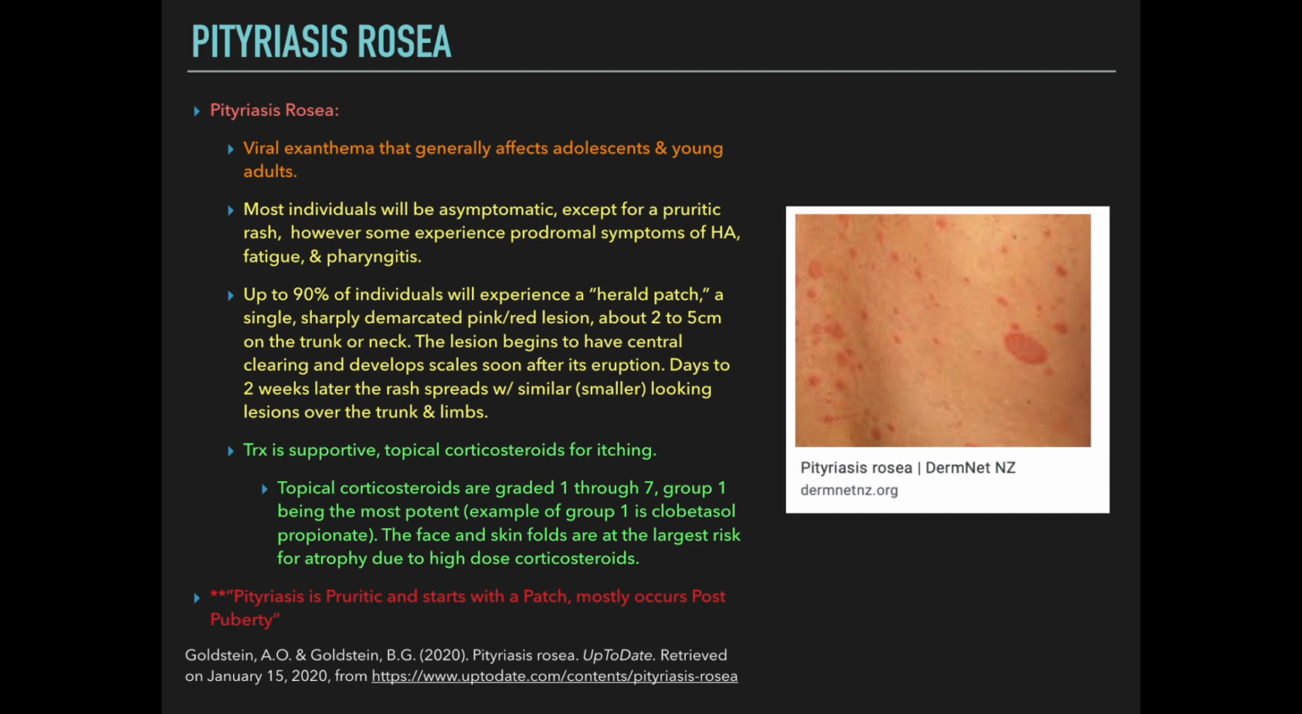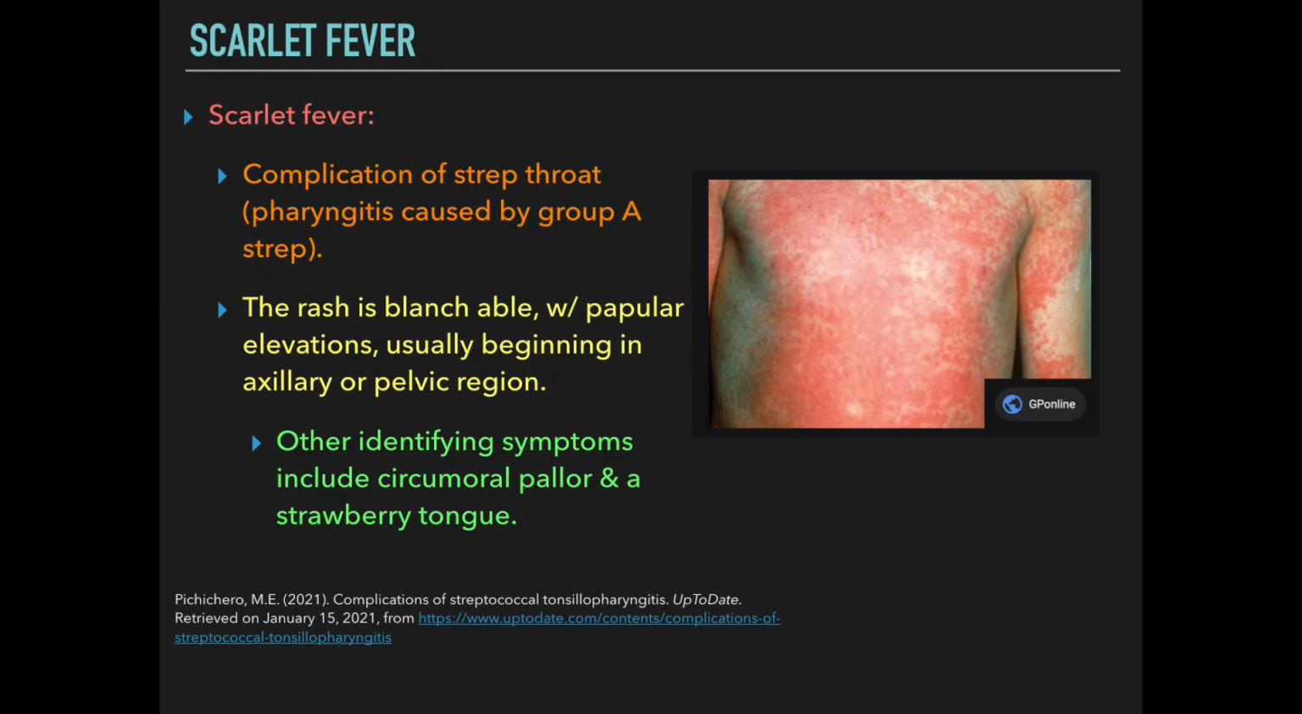Most occurs post-puberty. Here we have scarlet fever, which is a complication of strep throat or pharyngitis caused by group A strep. So this rash is blanchable with papular elevations, and it typically begins in either the axillary or pelvic region. Other identifying symptoms would include circumoral pallor and then also a strawberry tongue.